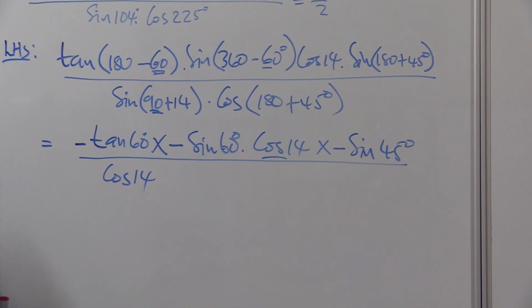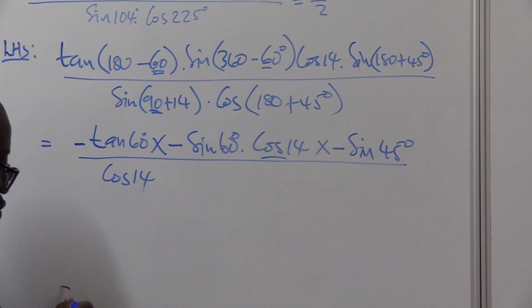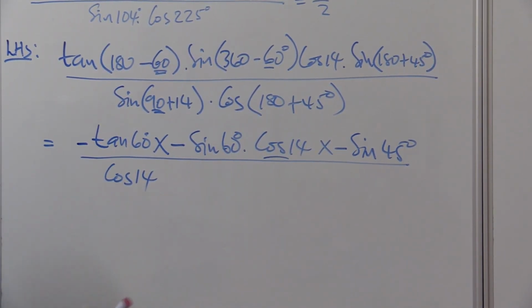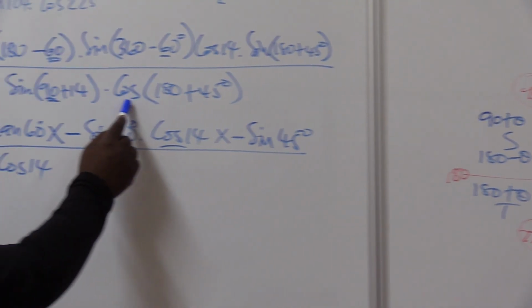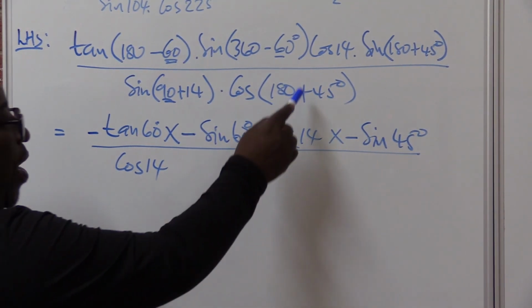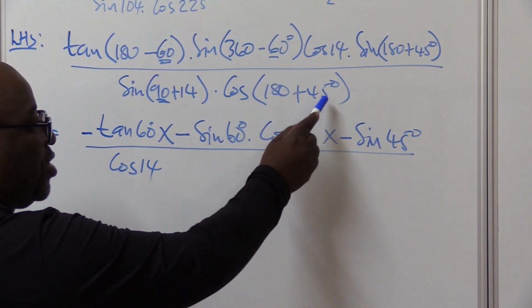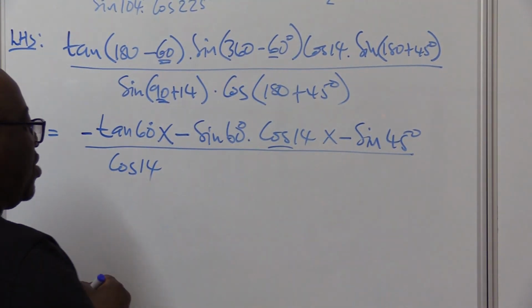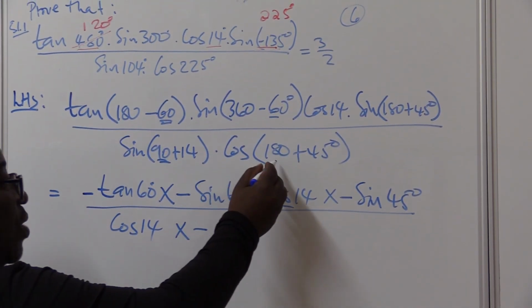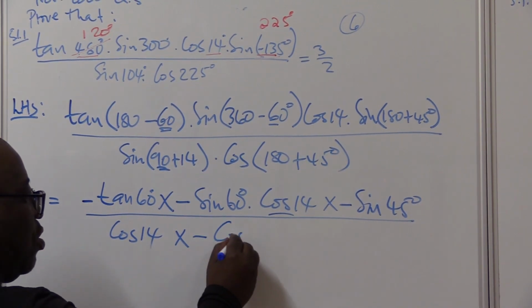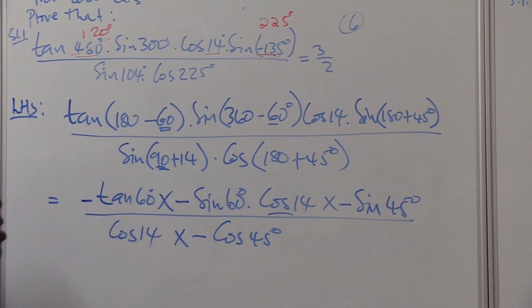Let's move on to this other one. 180 plus. Which quadrant is that? It is the third quadrant. How is cosine in the third quadrant? It is negative, so it's times minus. Because this is 180, it will not change the ratio, it becomes cosine of 45 degrees.